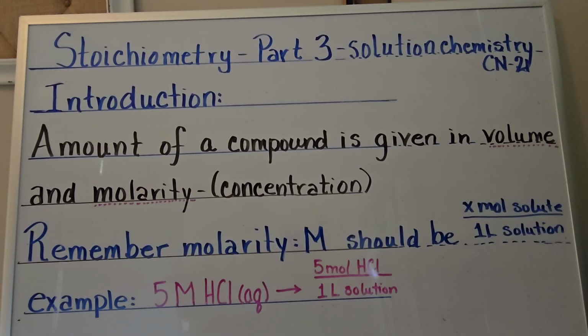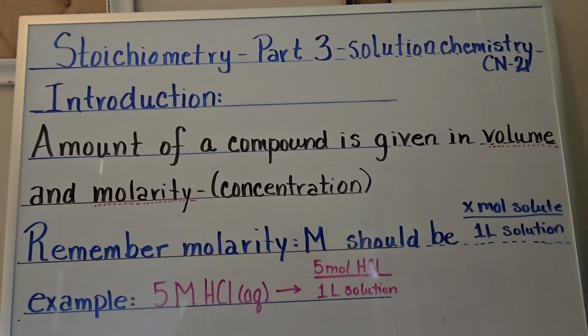Now for stoichiometry part 3, where we deal with solution chemistry, specifically with molarity and the volume of a liquid. So let's have a little introduction. If I have the amount of a compound given as a liquid volume, not a gas volume like in part 2, and its molarity, that is its concentration, I can use this in stoichiometry problems.